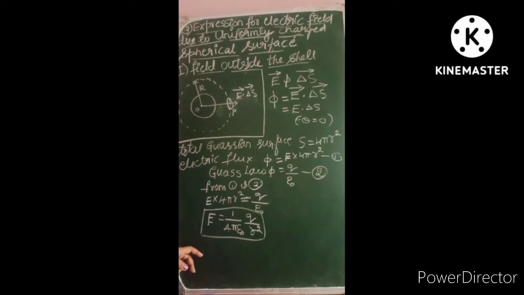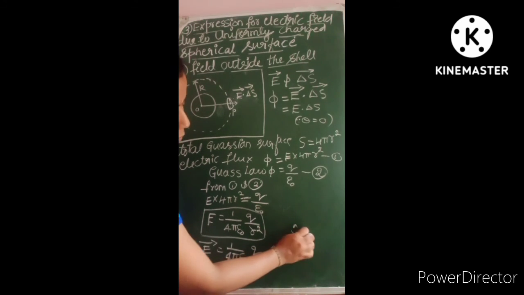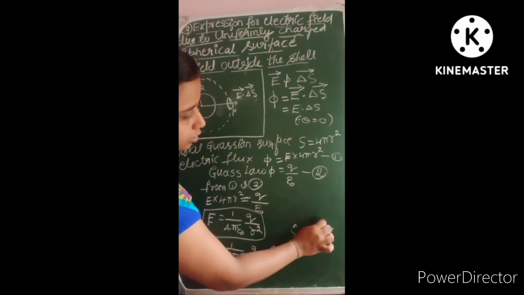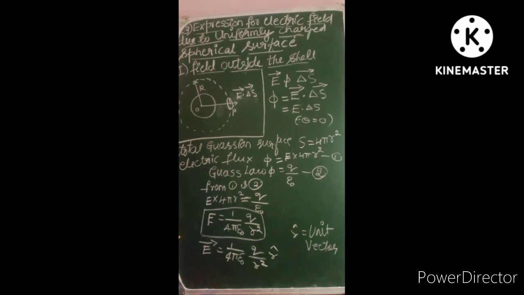And also vectorially we have to write this expression. It is nothing but vectorially E bar is equal to 1 by 4 pi epsilon naught into Q by r square into r cap. Okay, where r cap is the unit vector. This is the expression for electric field due to uniformly charged spherical surface.